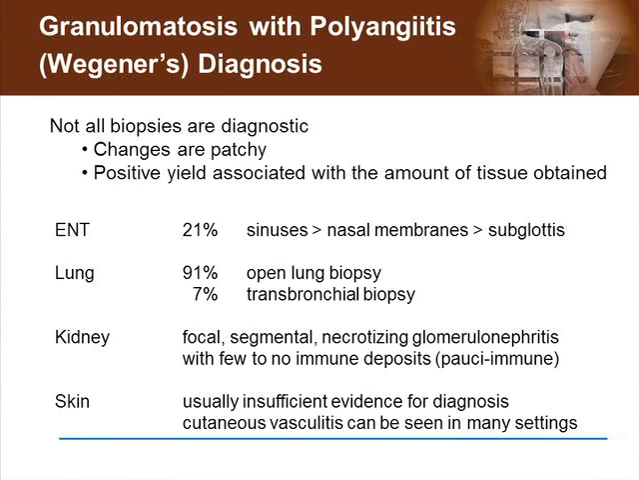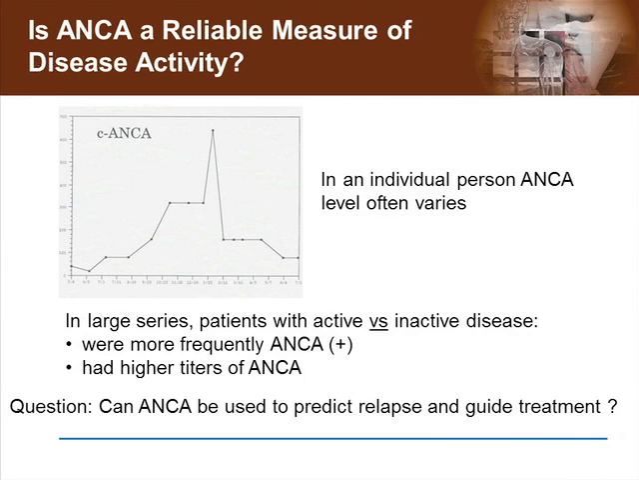We discussed earlier about the findings on renal biopsy of pauci-immune glomerulonephritis, and skin biopsies, while being the least invasive of all, are usually insufficient evidence from which to target the diagnosis because cutaneous vasculitis can be seen in many settings, including infection. Now, the other way that ANCA has raised clinical interest is whether it is a reliable measure of disease activity.